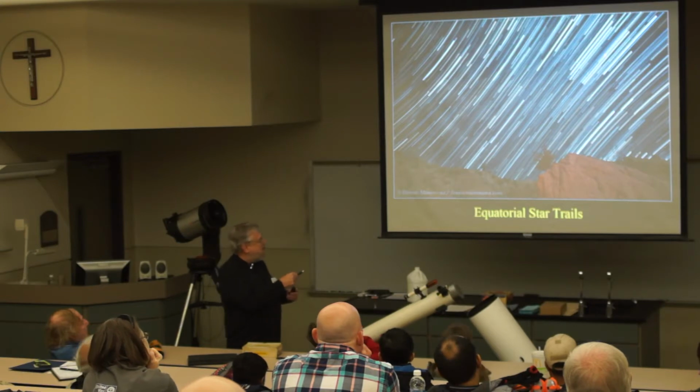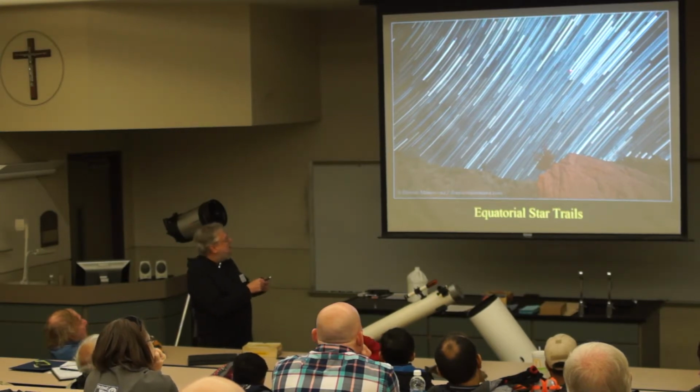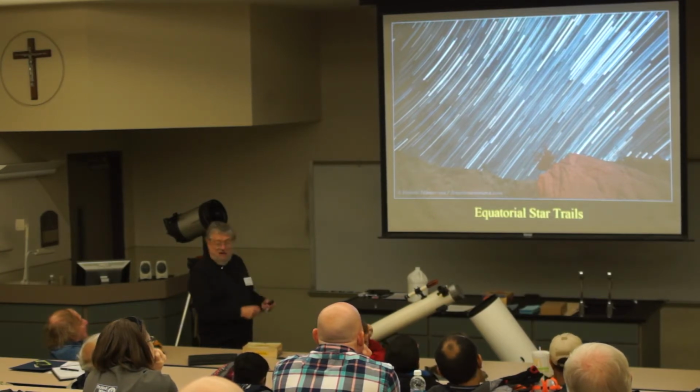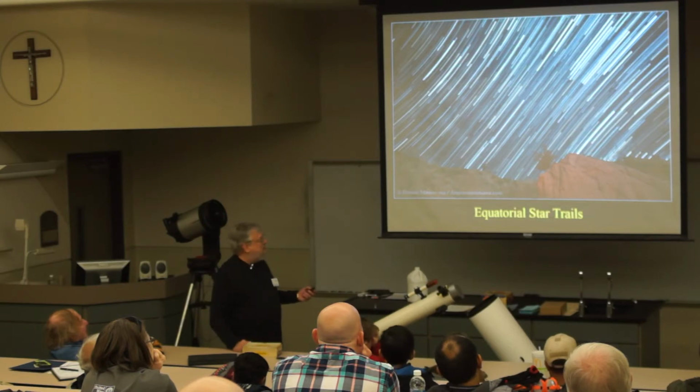So this is Orion up a little ways, and Orion's belt points to Sirius, which would be about here at the end of the line there. So that's the brightest star. So that's what we're looking at in that picture.